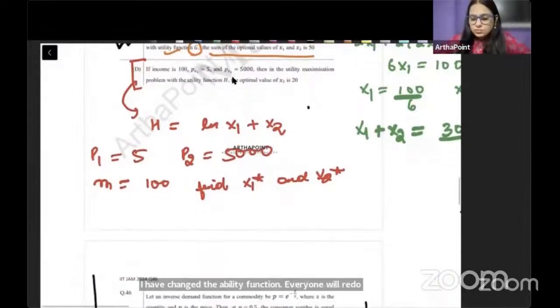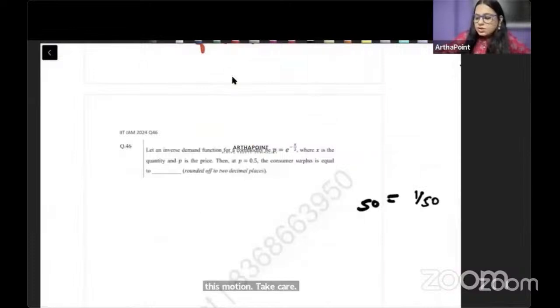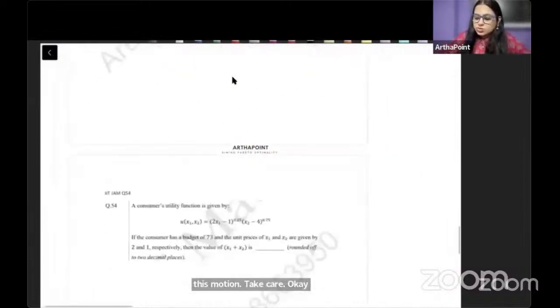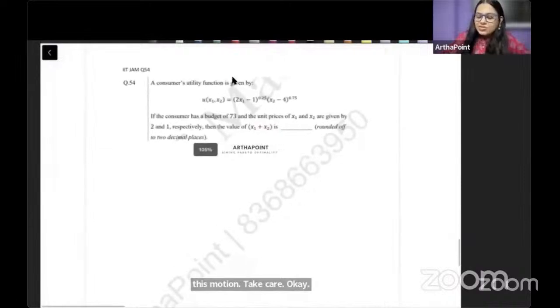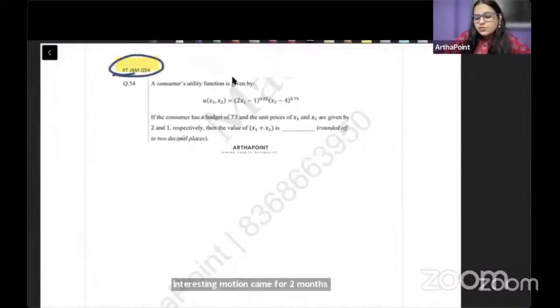Okay. Let's take the next question. An interesting question, it came for 2 marks. IIT JAM question number 54, 2024 paper.